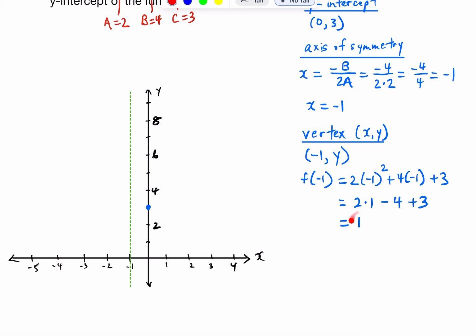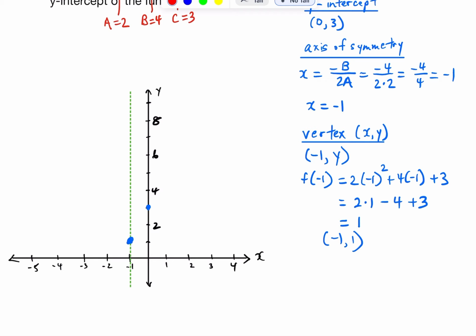So now we know our y value is 1, so therefore my vertex is going to be at negative 1 comma 1. So we can go ahead and plot a point at negative 1, 1. Now a couple things. First, we identified our axis of symmetry, and our axis of symmetry cuts the parabola or the graph that we're going to draw exactly in half. So think of this as sort of like a mirror image or an inflection point.